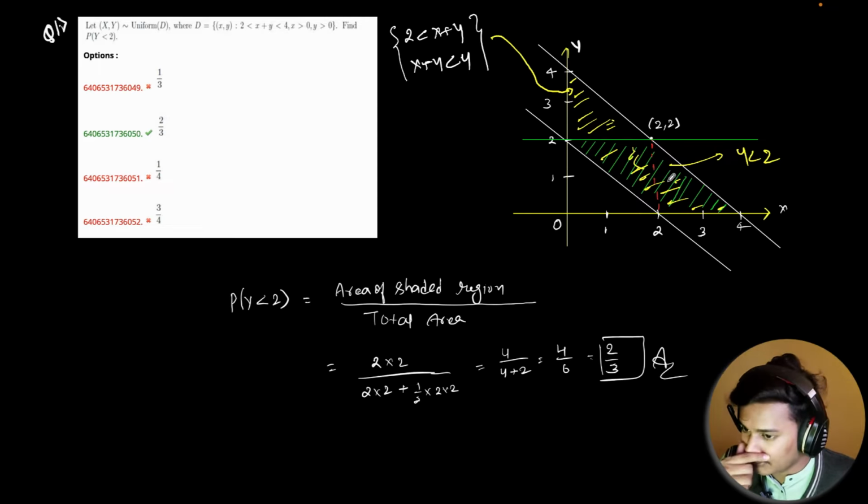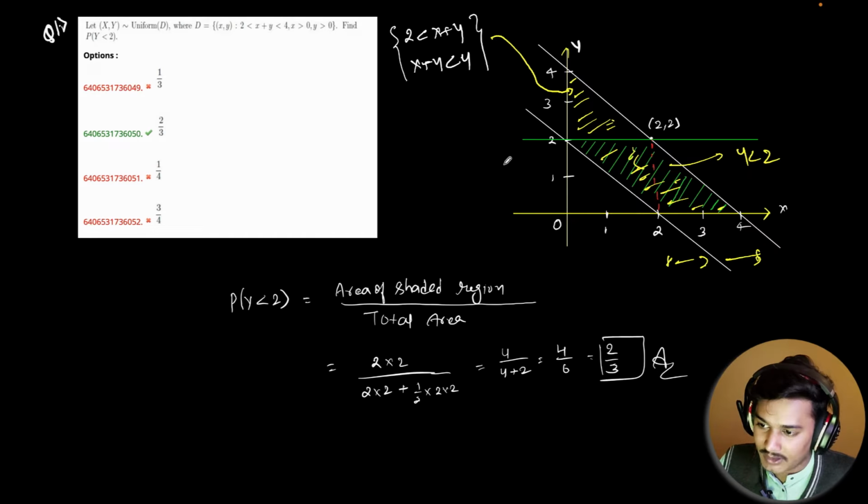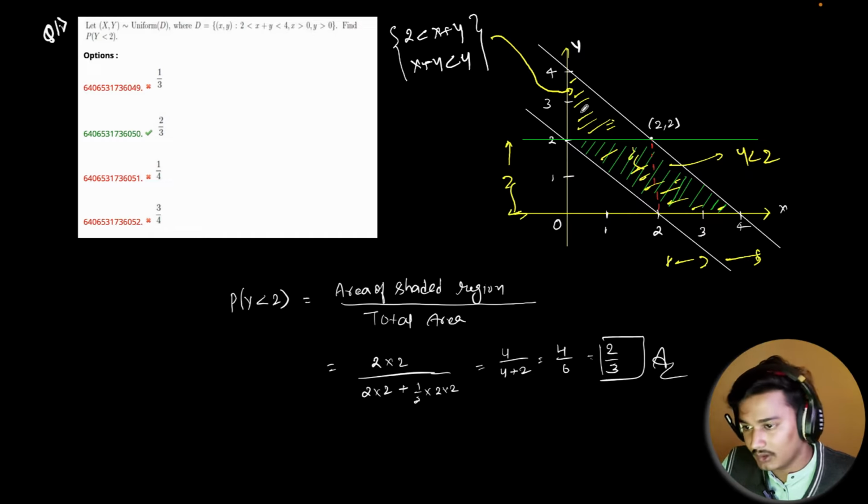The probability of this region is nothing but the area of this particular region upon my total region. The area of this region is a parallelogram, so base into height is the simple formula. So 2 into 2, because this is 2 and this is 2. So base into height upon the area of this whole region, which is basically the parallelogram plus this triangle.